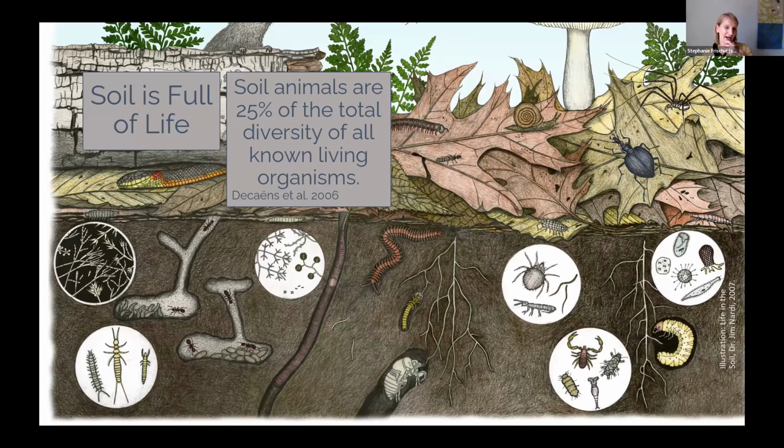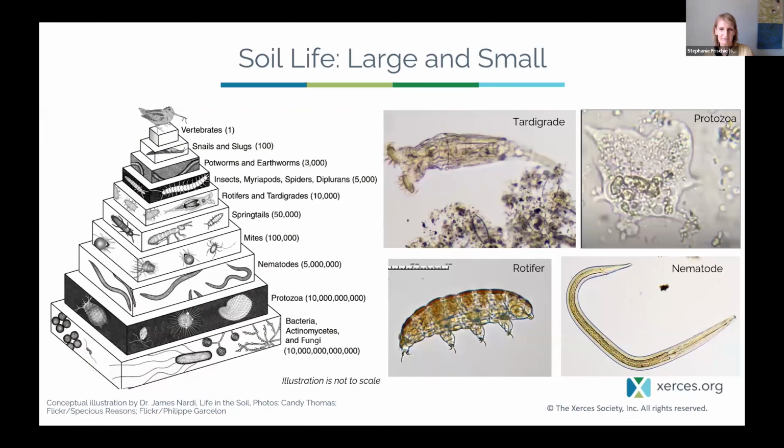I had that pie chart earlier on that highlighted how diverse invertebrates are. And if we just focus in on these smaller invertebrate animals that are in the soil, about 25% of all known living organisms are animals, or microbes, that live in the soil. For the most part today, we're going to talk about the invertebrate animals that we can see without too much magnification.